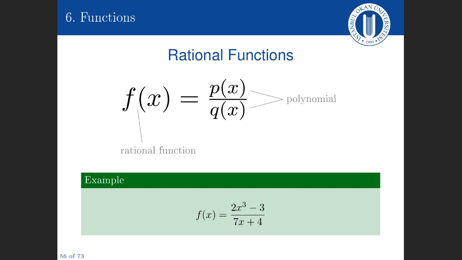We might do polynomial divided by polynomial. This is called a rational function. For example, 2x cubed minus 3 divided by 7x plus 4. 2x cubed minus 3 is a polynomial. 7x plus 4 is a polynomial. Polynomial divided by polynomial is called a rational function.